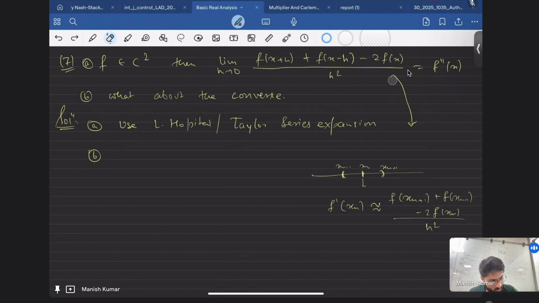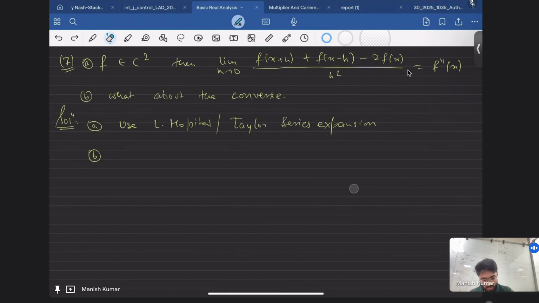Anyway, now the question is, what about the converse? If this limit exists, can you say that the derivative exists, I mean the f double derivative? So f is twice differentiable. Can you say that?